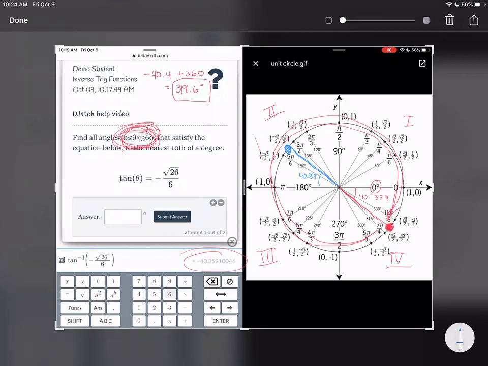Okay, so tangent, you want to use the diagonal line. So you want to go all the way across to the other side of the unit circle and then know that the angle that I marked in blue is the same angle that is marked in red over here. They're both 40.359. Any questions about the diagonal I drew?